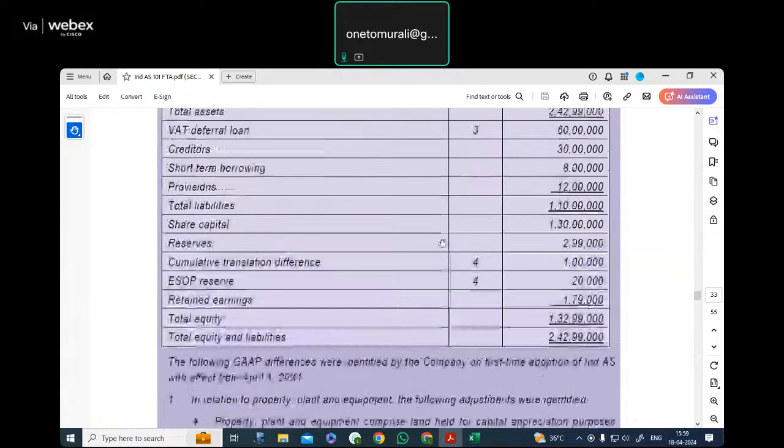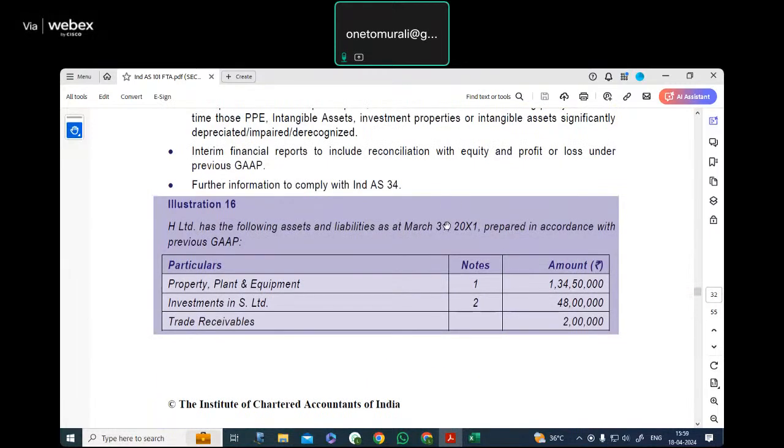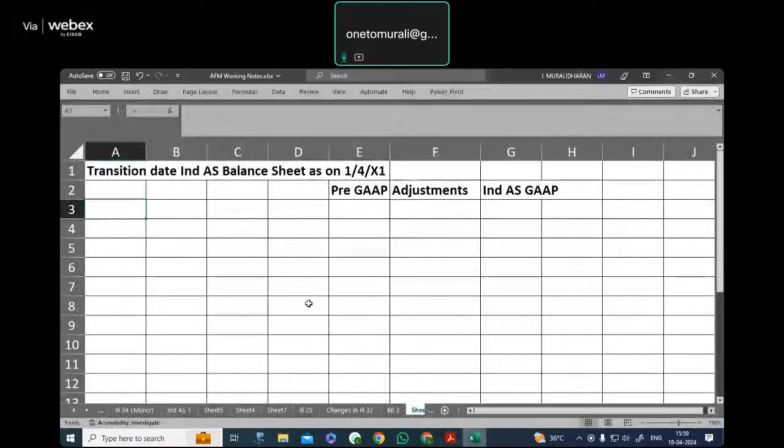So therefore, what we have as 134,500. So property, plant and equipment, 1 crore 34 lakhs and 50,000.